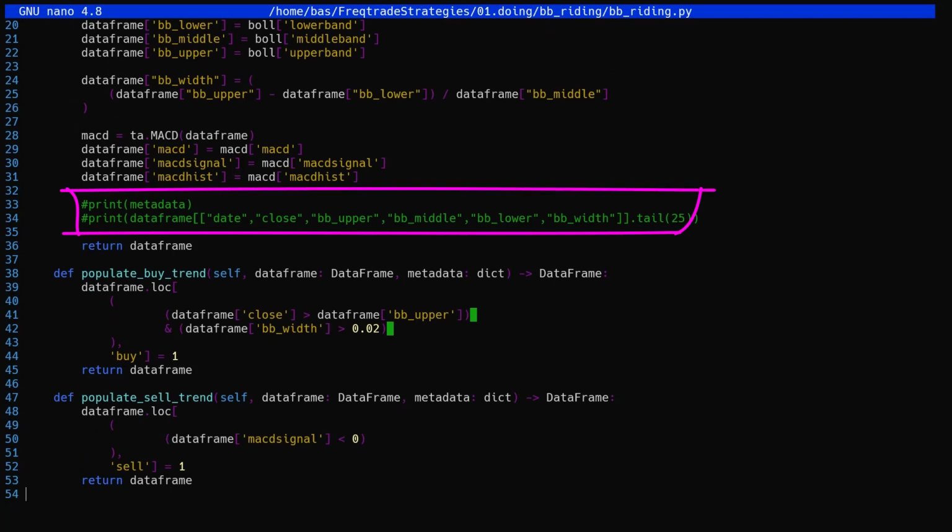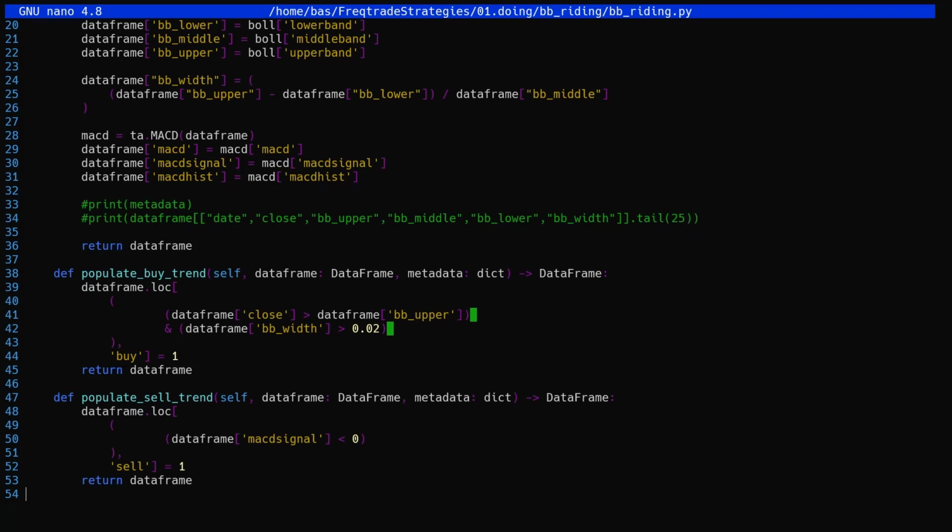Now this little print statement shows you the output of the data frame in your terminal window. This way you can check if the calculations are made correctly by the bot. These are commented out, but you can uncomment these to see what happens on your screen when backtesting. And I leave it here.